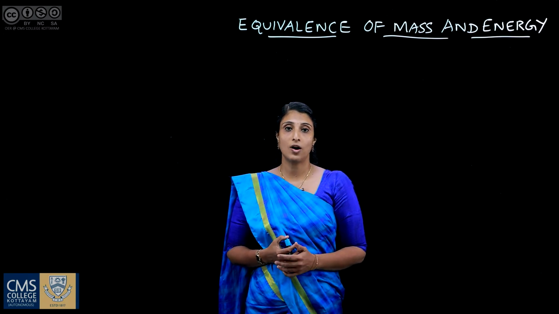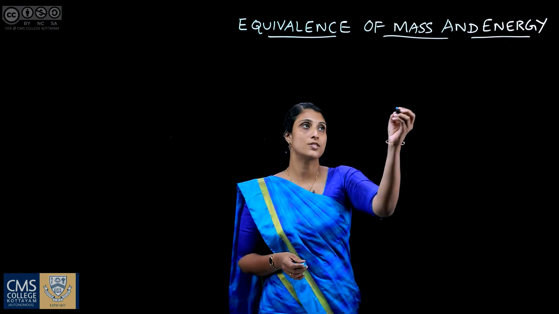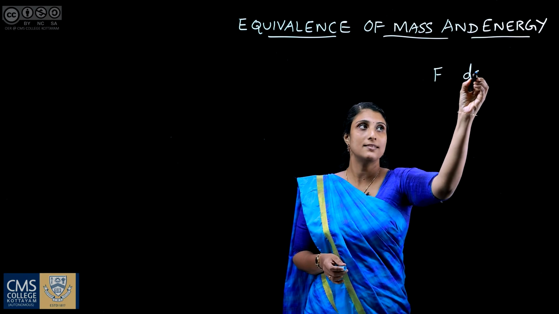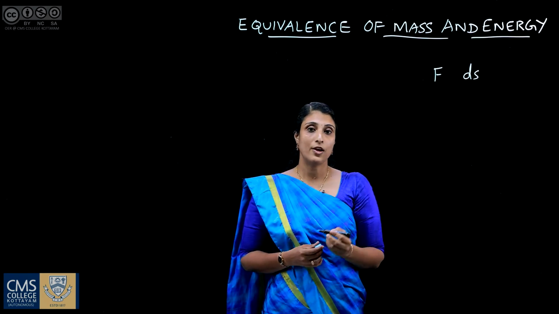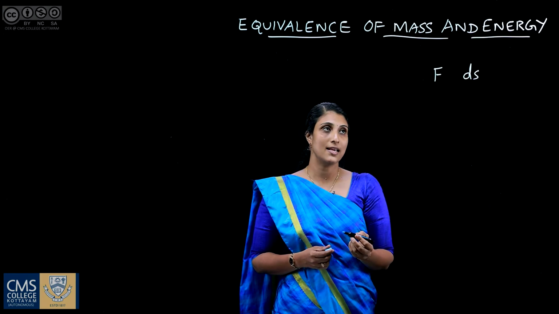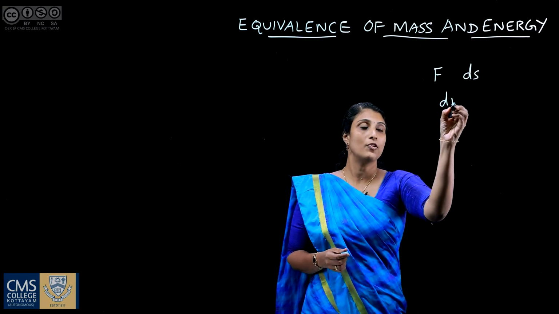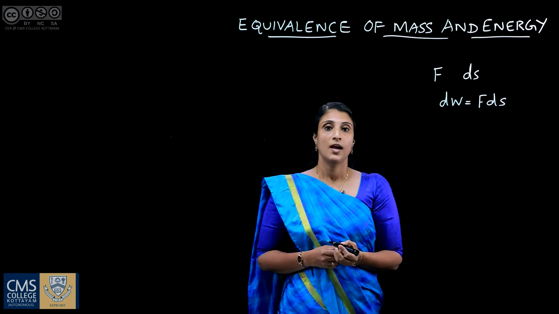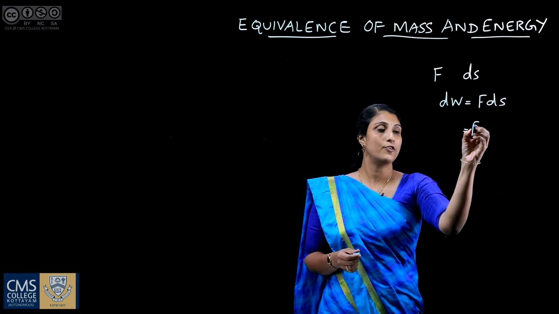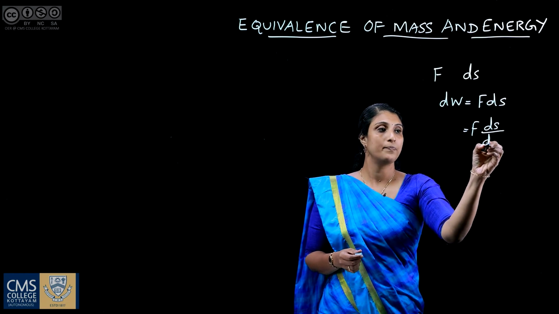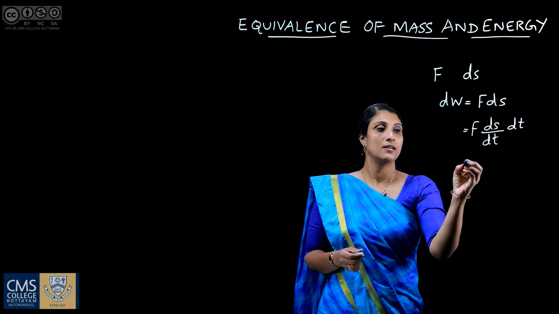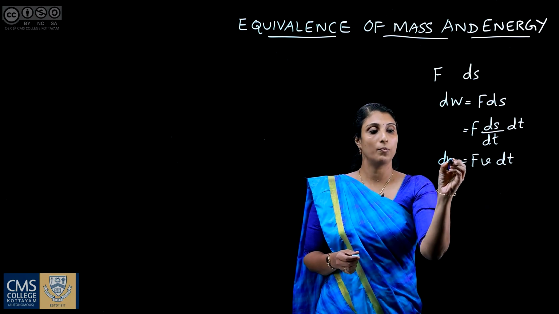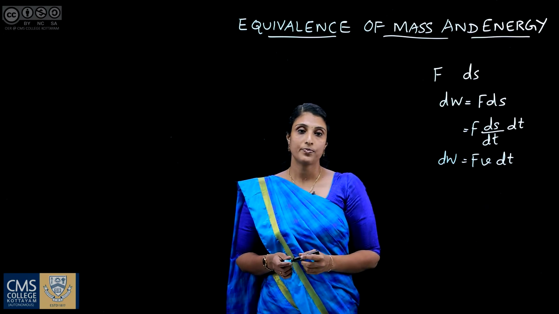The work done on an object by a constant force of magnitude F that acts through a distance ds, if F is in the same direction as ds, then dW equals F ds, and it can be written as F into ds by dt into dt, that is F v dt. dW can be written in the form of F v dt.